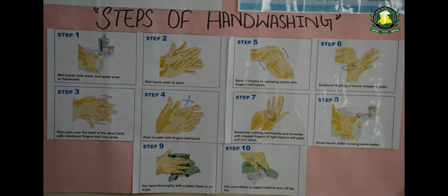Now the steps for hand sanitization are how to sanitize your hands. There are 3 different steps for hand sanitization. Step 1 is apply sanitizer in the palm of your hand. Step 2 is rub your hands palm to palm. Step 3 is cover all surfaces of your hand until hands get dry.